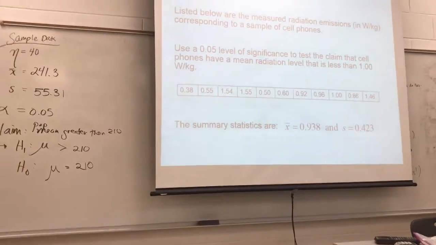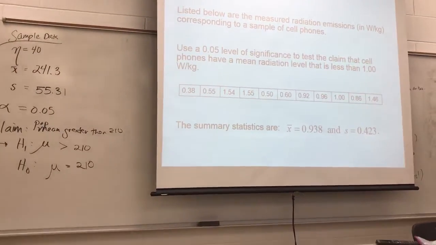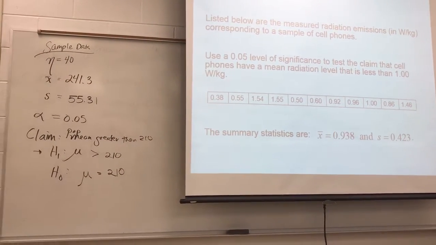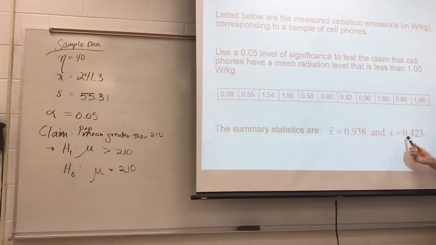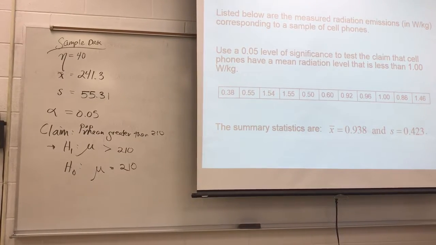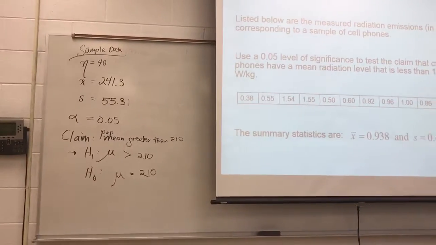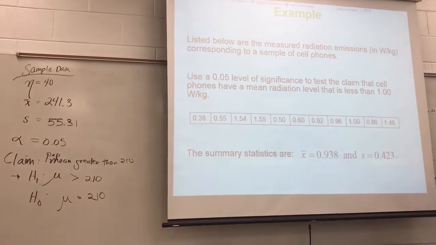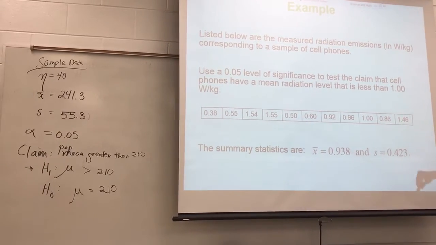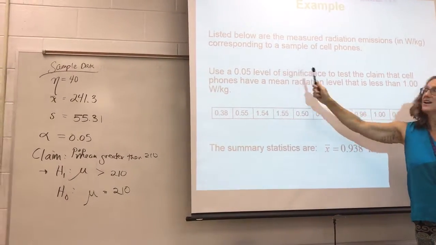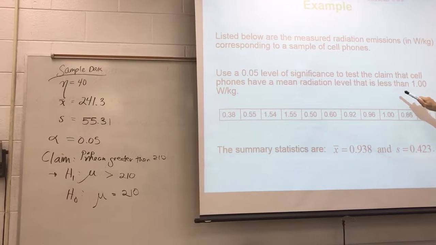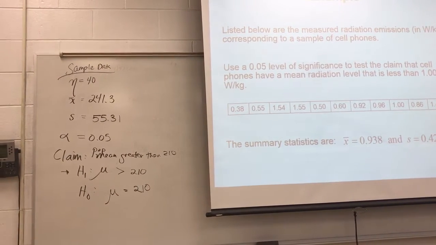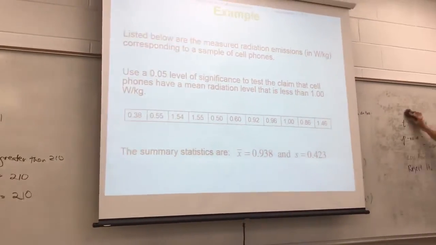Here's another example. This one they actually give the data, so you could put that into your list and do it with the list option, but they also calculated the summary statistics, so might as well just use those. This one says we've got some radiation emissions in watts per kilogram that correspond to a sample of cell phones. They want you to use 0.05 for alpha to test the claim that cell phones have a mean radiation level that is less than 1.0. Alright, so let's start over with this one.